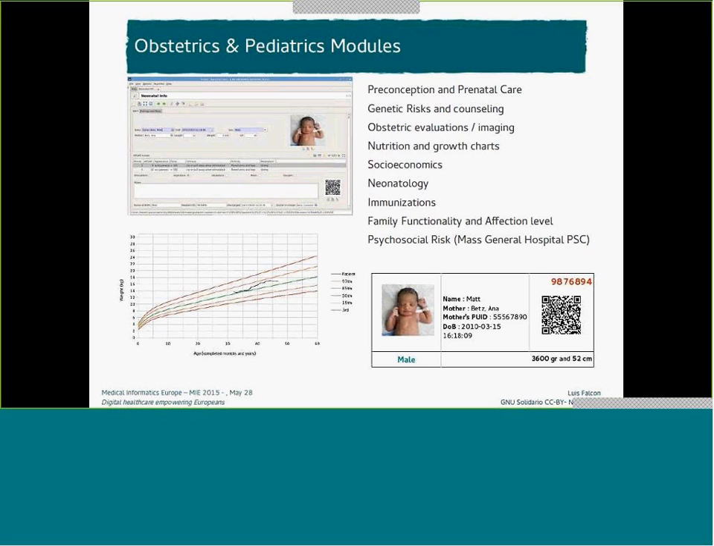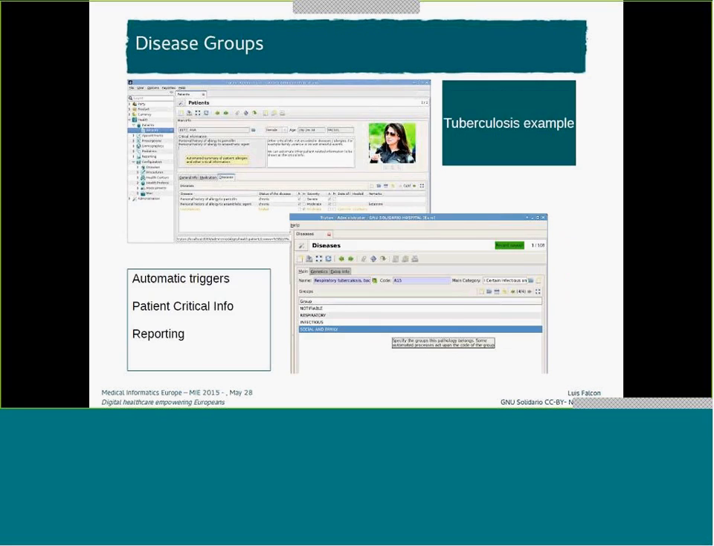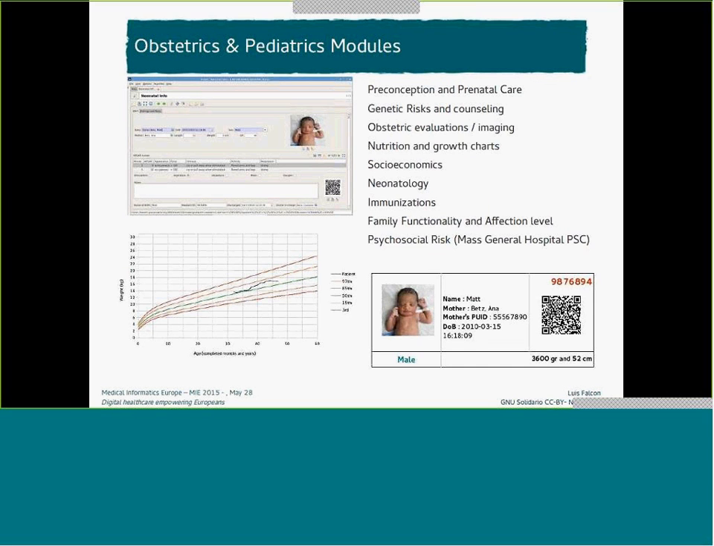And here you have what is automatically calculated with the weight, the weight of growth, and the anthropometric measurements that are going to be taken on the evaluations. And in the slide, you see at the bottom of the slide, you see what would be the wristband for both the newborn and the mother.